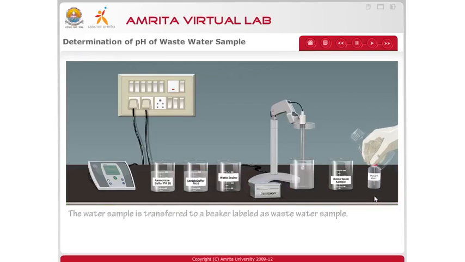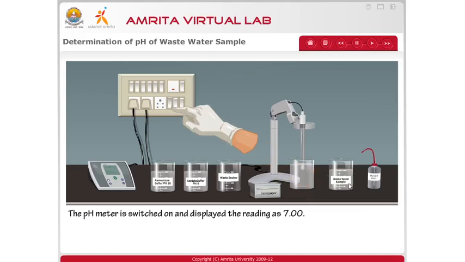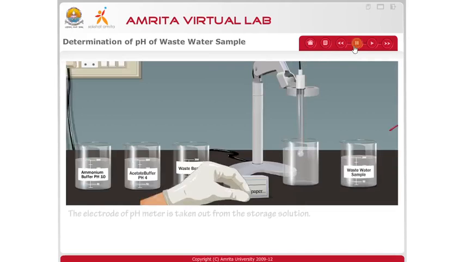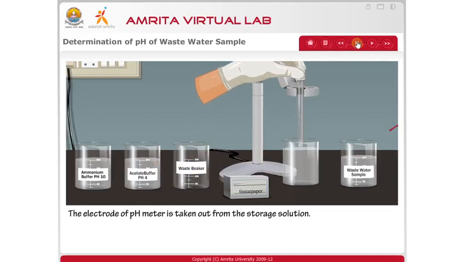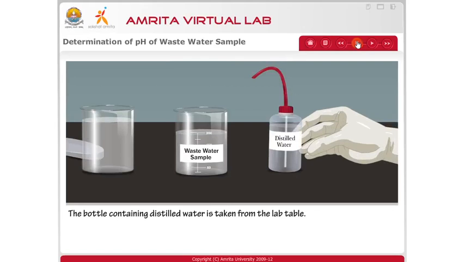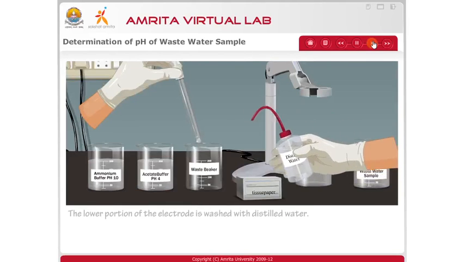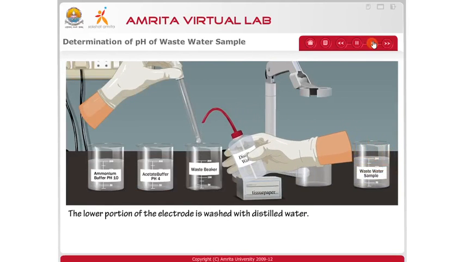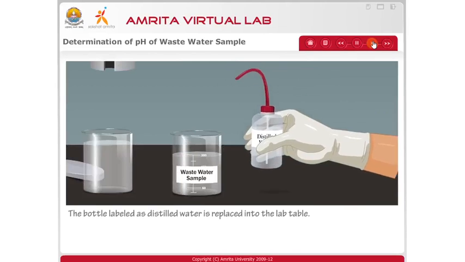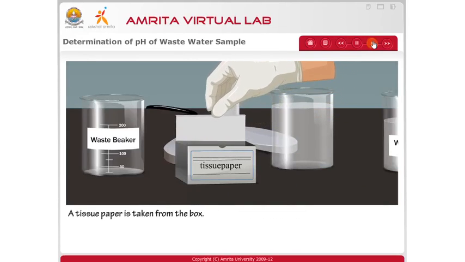It can be even any solution. You have to pour the water into the wastewater sample. Then you have to turn on the pH meter, take the glass electrode and put it in. And then you have to rinse it in the wastewater so that no storage solution is attached to it. Then next you have to take the tissue paper and wipe it.